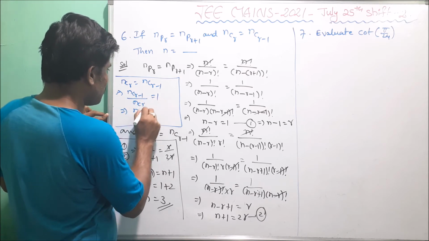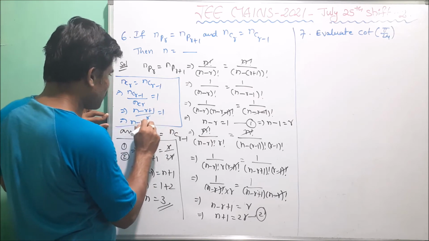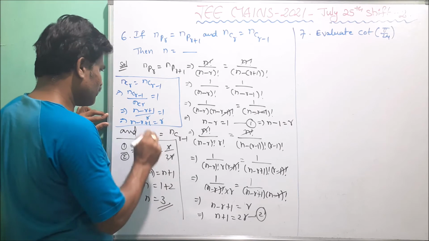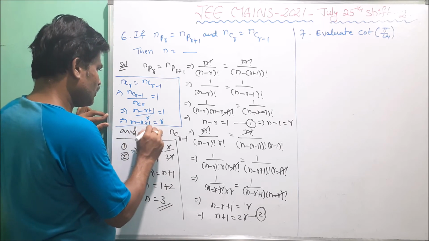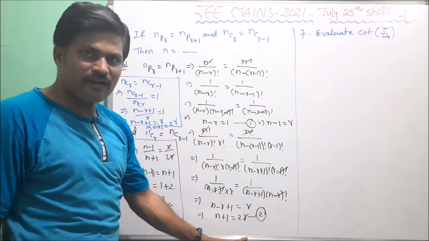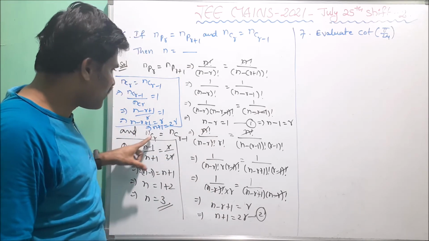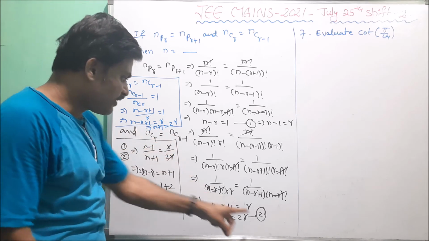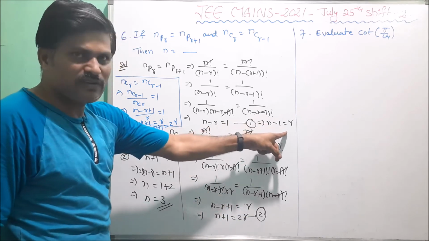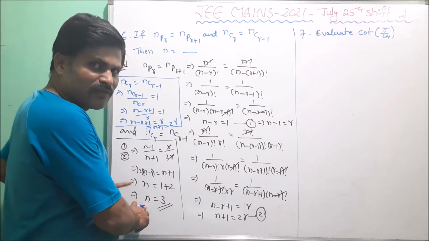Here we write n minus r plus 1 by r equal to 1. From that, n minus r plus 1 equal to r. So that means n plus 1 equal to 2r. So that is the final value. So using this shortcut formula and simplifying nCr equal to nCr minus 1, this is equation 2 and that is equation 1. And we take 1 by 2 and we get the value of n equal to 3.